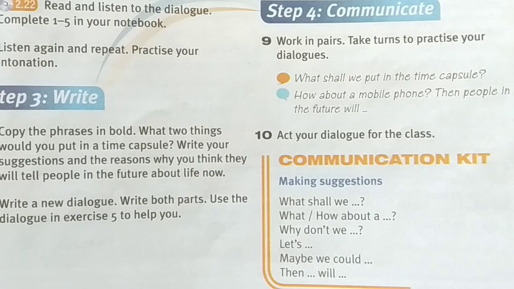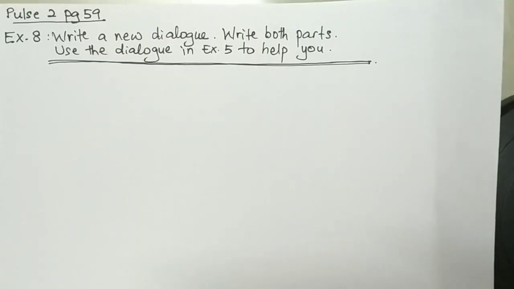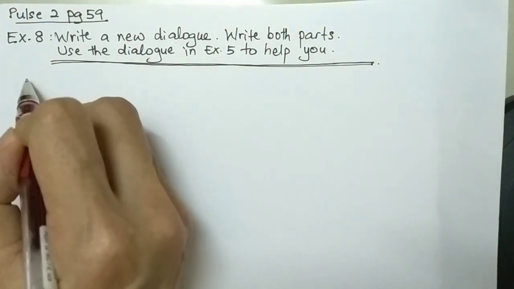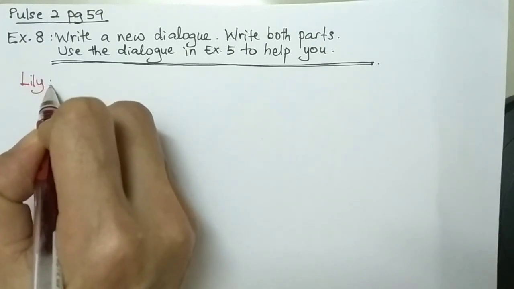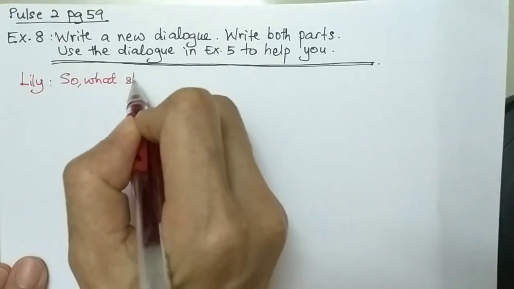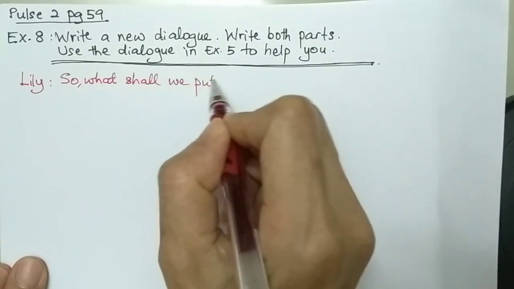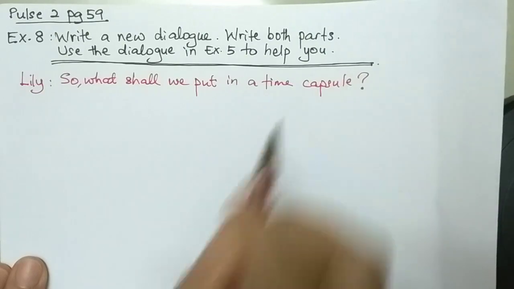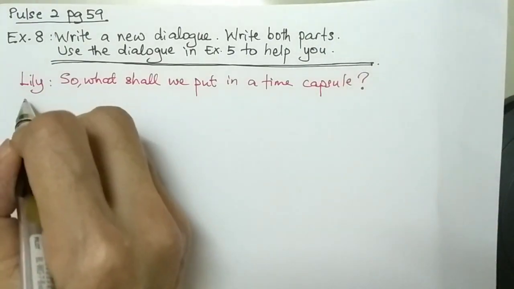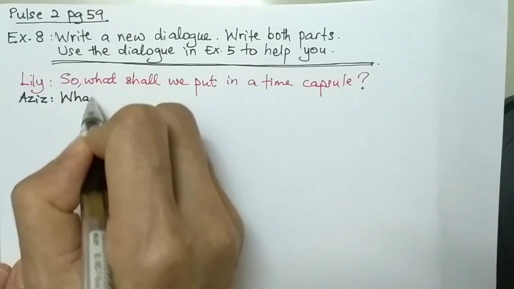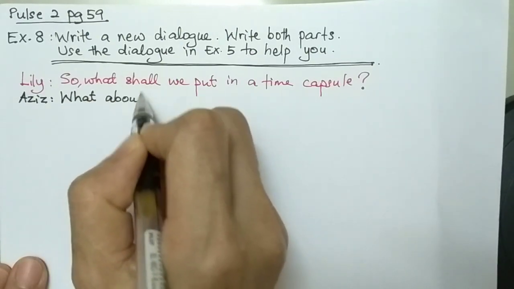Alright, so here we are going to start writing the dialogue. Here we go for the writing of a new dialogue. And here I shall use two characters named Lily and Aziz. So here we go. I will start with Lily. So what shall we put in a time capsule? She asked. And Aziz asked, what about a mobile phone? That's how he replied.